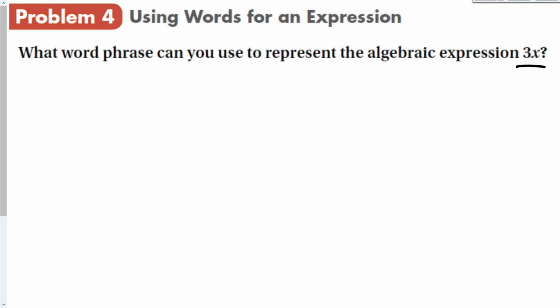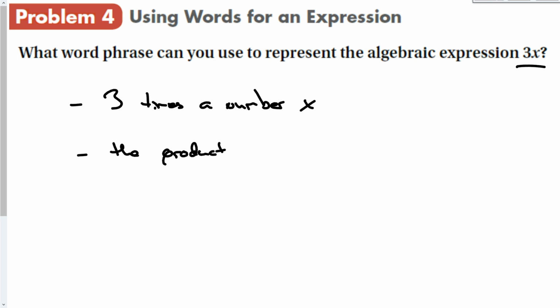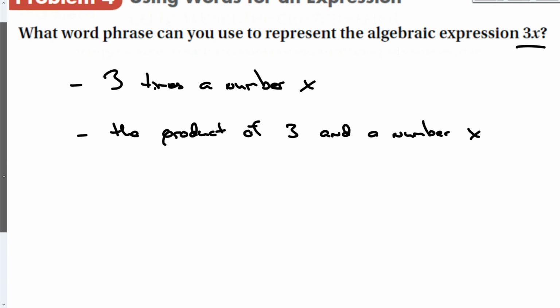That, 3x. Okay, so what's happening there is it's going to be 3 times a number x. That's one way to do it. Another way to do it is the product of 3 and a number x. So two different sentences, both mean the same thing. Let's look at a few more.